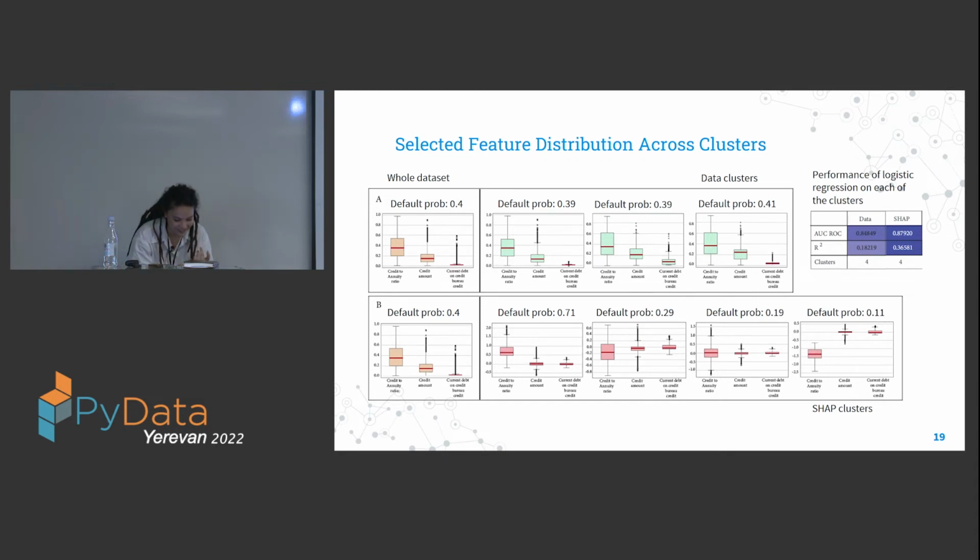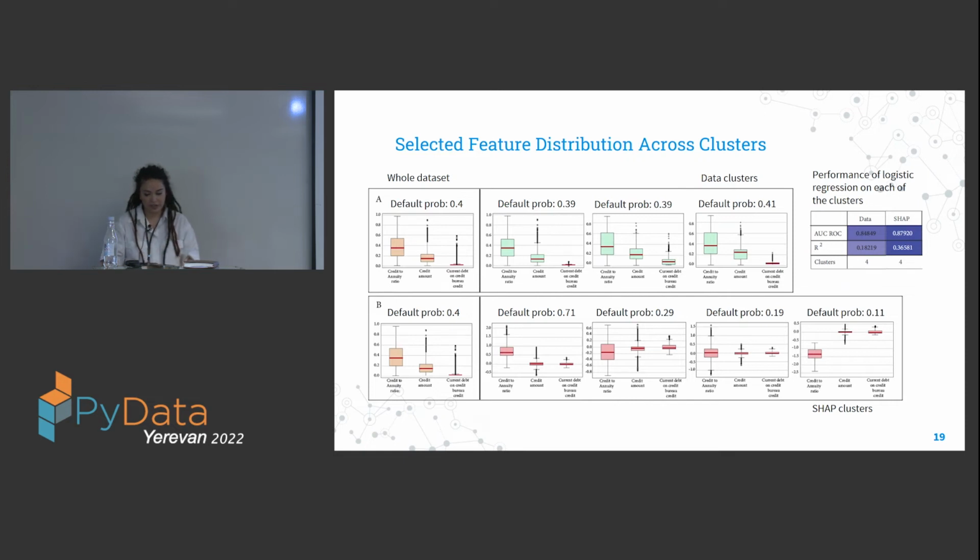we selected the most important features based on the initial logistic regression analysis, which were credit to annuity ratio, credit amount, and current debt on credit bureau. That is, if we need to know how much debt in total the person has. So for these 4 features, we wanted to show the distribution in the data, in the clusters based on data, and in the clusters based on SHAP. And we can see that in clusters based on data, we are just replicating the data distribution of these features itself. But in clusters based on SHAP, these features are distributed really differently.